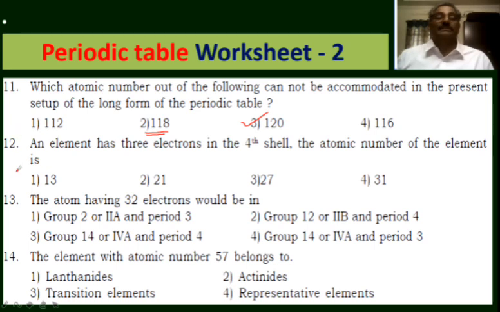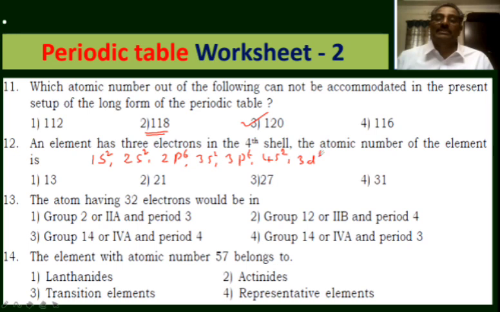Next, 12th question. An element has 3 electrons in the 4th shell. The atomic number of the element is dash. Let us write the electronic configuration: 1s2, 2s2, 2p6, 3s2, 3p6. After 3p6, we need to write 2 electrons in 4s.